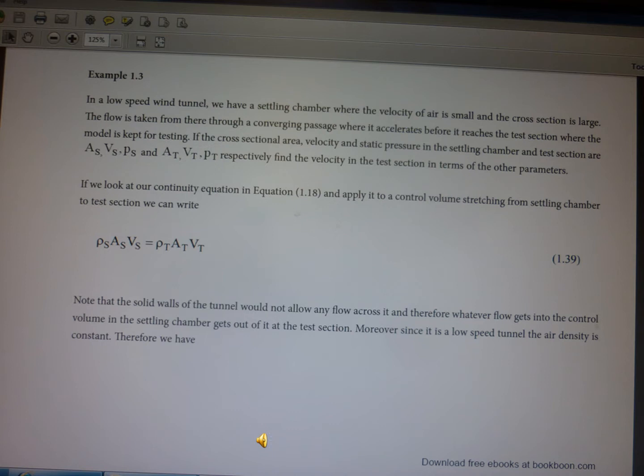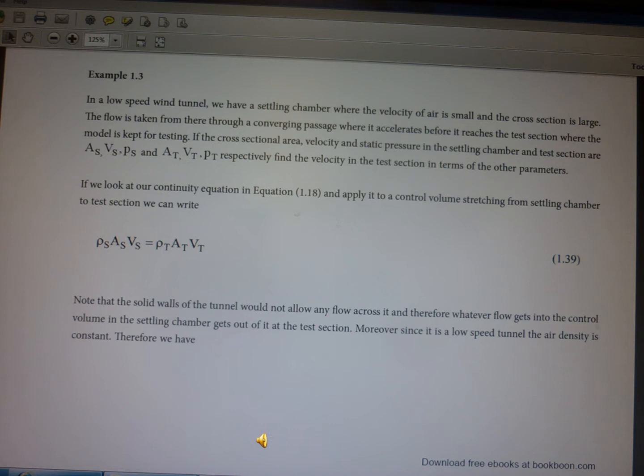So then we solve this problem, example 1.3. In a low speed wind tunnel, we have a settling chamber where the velocity of air is small and the cross section is large. The flow is taken from there through a convergent passage where it accelerates before it reaches the test section where the model is kept for testing. If the cross section area, velocity and static pressure in the settling chamber and the test section are AS, VS and PS, and AD, VD and PD respectively, find the velocity in the test section in terms of the other parameters.